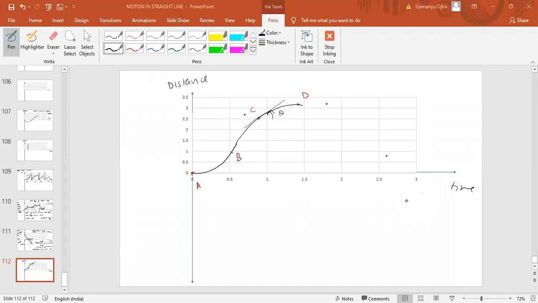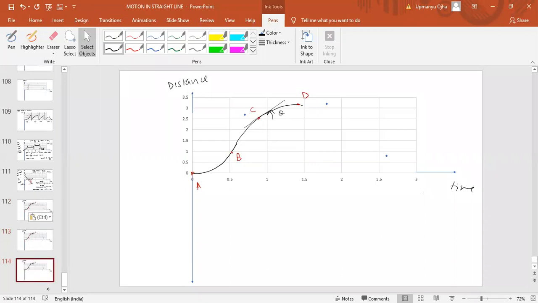Okay, so B is the correct answer because the slope of B is more than the slope of the others. D cannot be the answer. A and D cannot be the answer because D's slope is very small and A's slope is zero itself. So A and D cannot be the answer. Okay, fine.